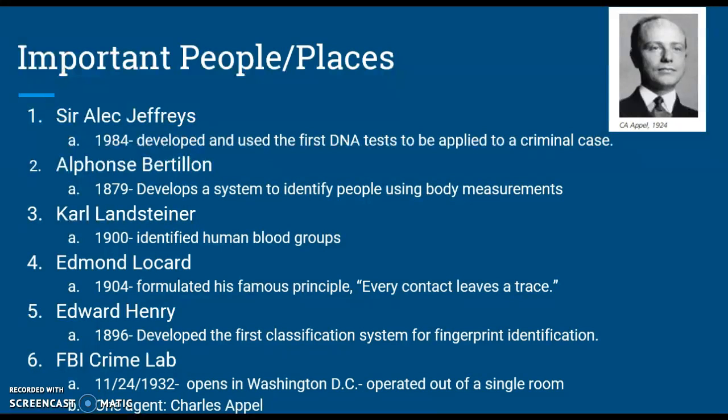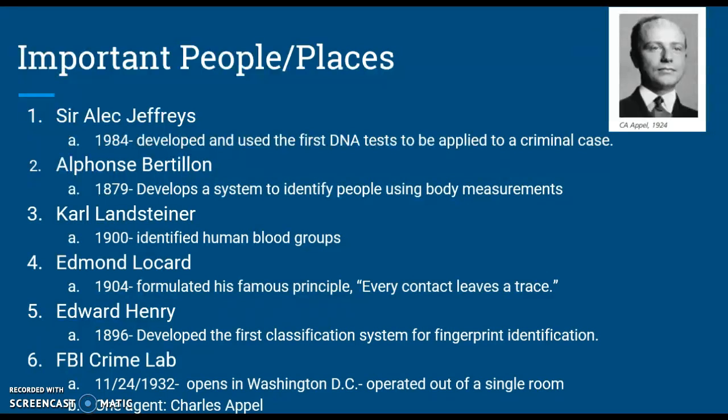The top six important people and places. These all have to deal with different aspects of forensic science. Sir Alec Jeffreys is the first guy that used DNA in a court case. He applied it and was able to overturn a conviction because the DNA did not match. And that was in 1984. So it was very recent in the timeline that we started using DNA.